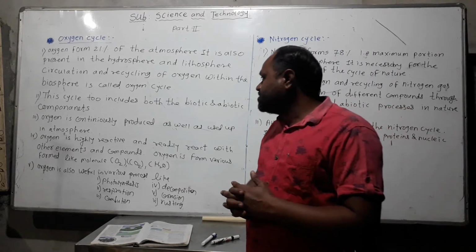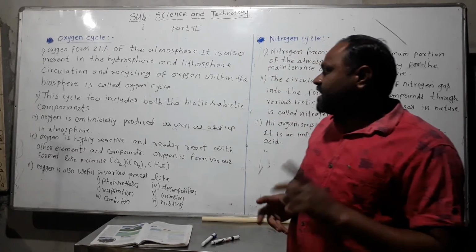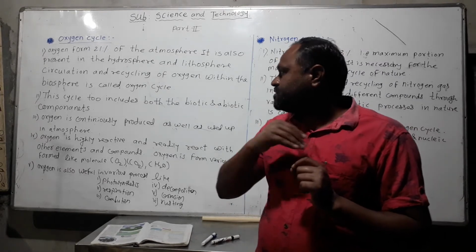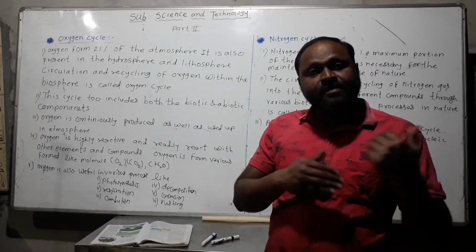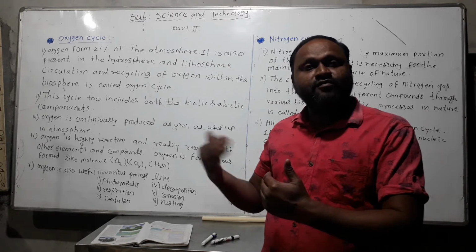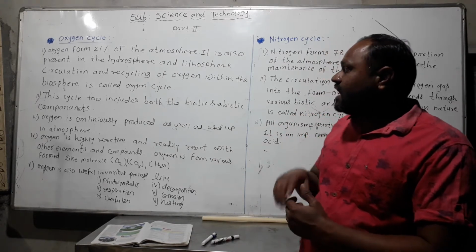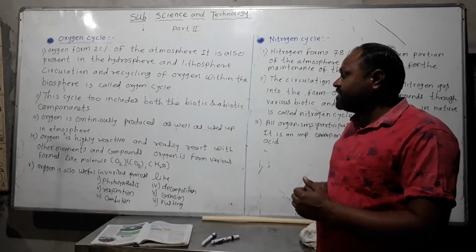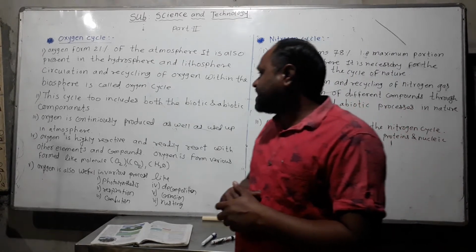Oxygen is continuously produced as well as used in the atmosphere. Oxygen is continuously produced by plants through photosynthesis: CO2 plus H2O break down and oxygen is formed. That oxygen is also recycled in the environment, in the atmosphere. Then, oxygen is highly reactive.